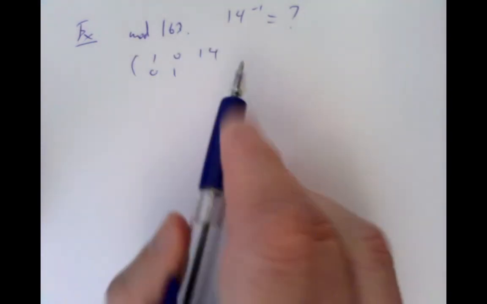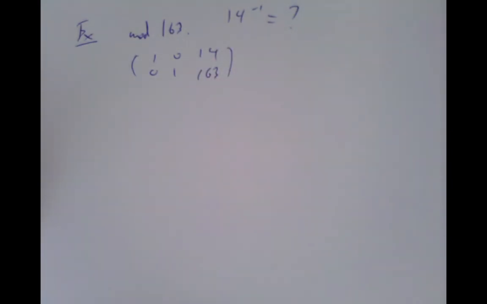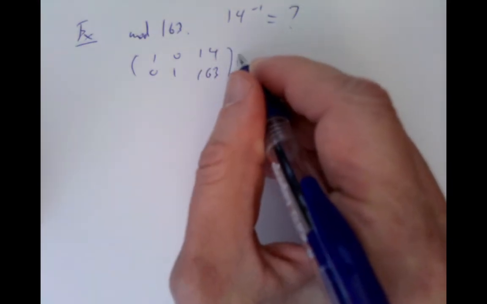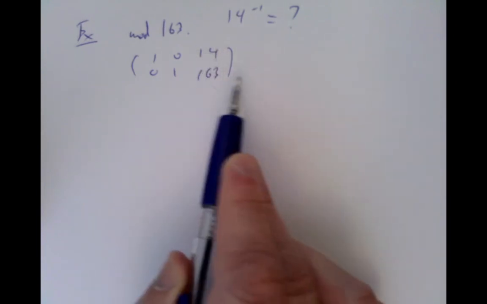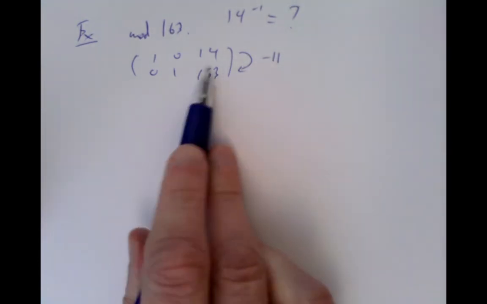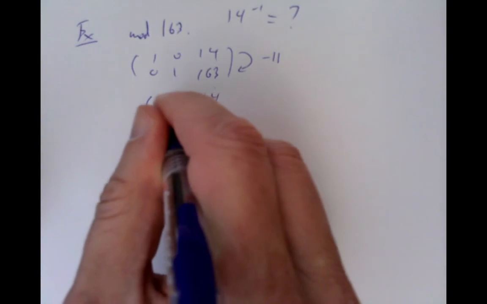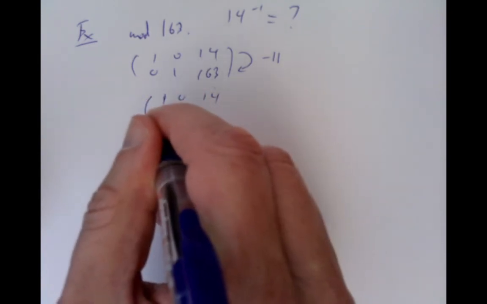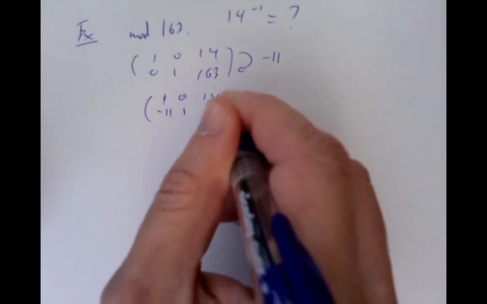It doesn't matter whether we do the 14 or the 163, which of them is which, as long as they both appear in that column. Now, you have to figure out the arithmetic. How many 14s fit in here? 11 of them, so I'm going to subtract 11 row 1 from row 2, and that gives me the same row 1, but the row 2 is now minus 11, 1, and it turns out there's 9 remainder.